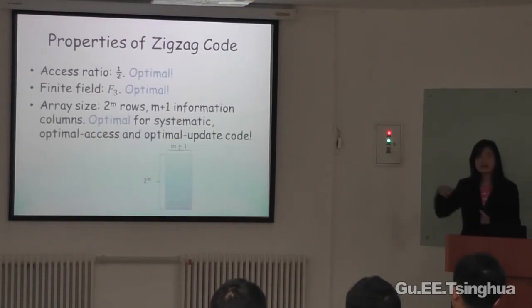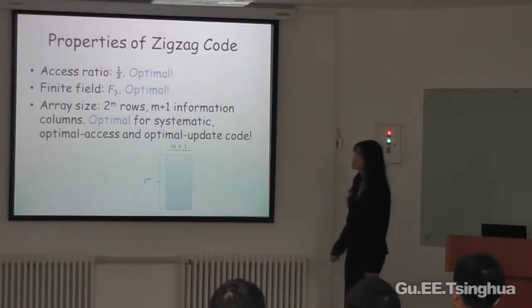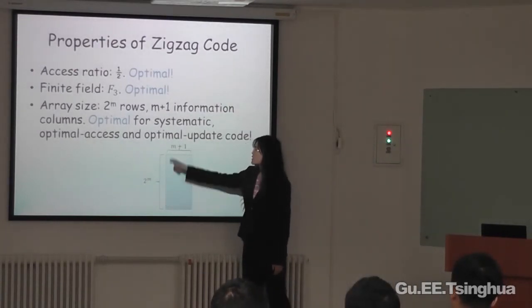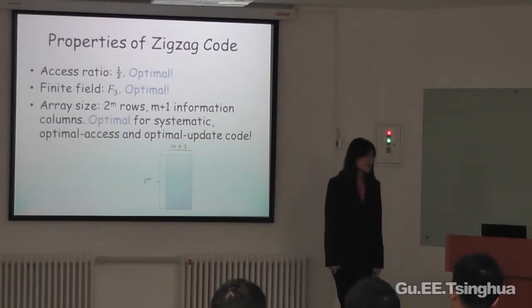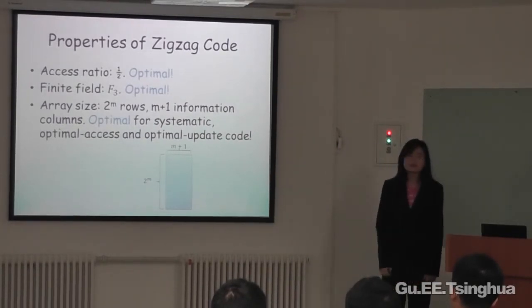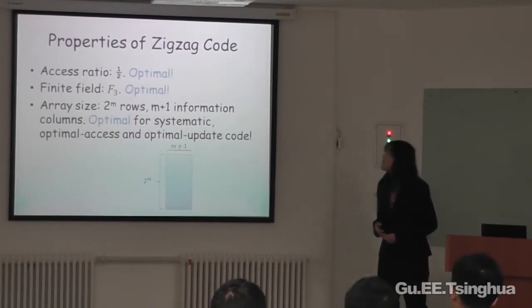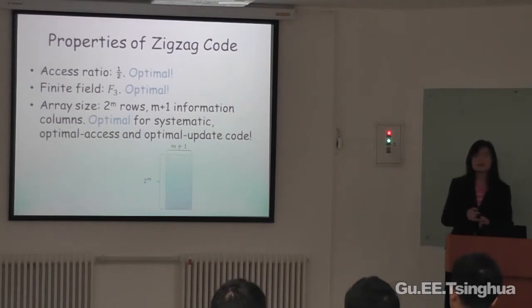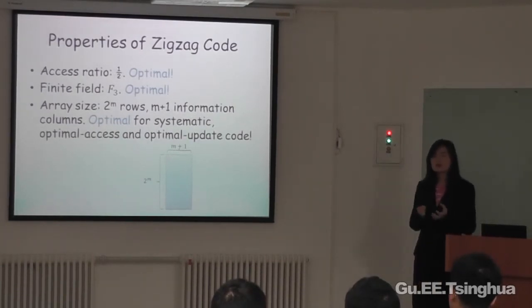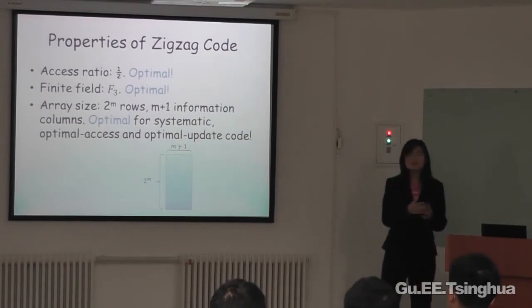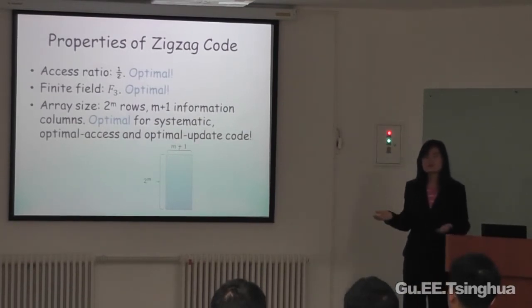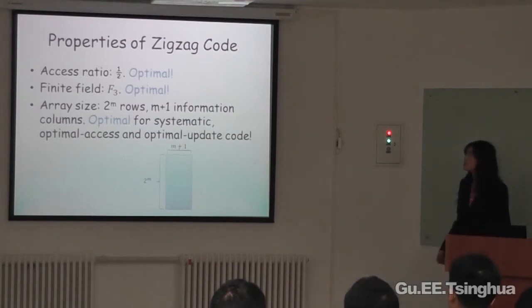And lastly, the code has an exponential array size. Here, the array is 2 to the m times m plus 1. And actually, for our constraints, this is already optimal. Even though it's very narrow, we cannot do much about it. But if you think about a practical storage node, which you can think of as a disk, it could be 1 terabyte. Then for each node, for this kind of size, you can support maybe 40 nodes in the system, which is relatively enough for storage.